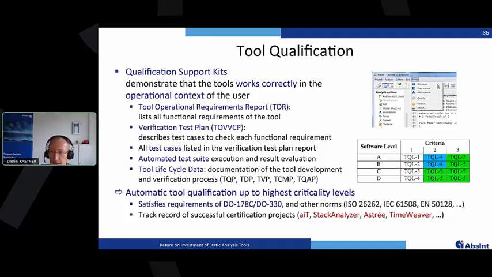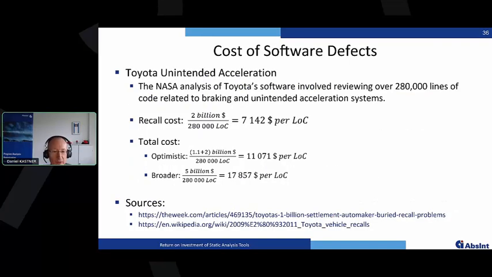Okay, now let's get back again to the question of software defects and what really the benefit is now. And so this is just some numbers you can derive from the public reporting about the Toyota unintended acceleration case. So you'll find that the portion of code NASA analyzed with respect to this incident covered about 280,000 lines of code. And you'll also find numbers what the recall costs were and estimations what the total cost of this defect was.